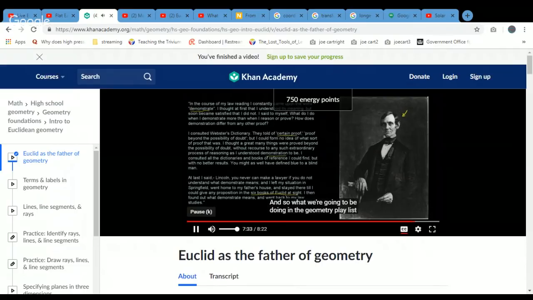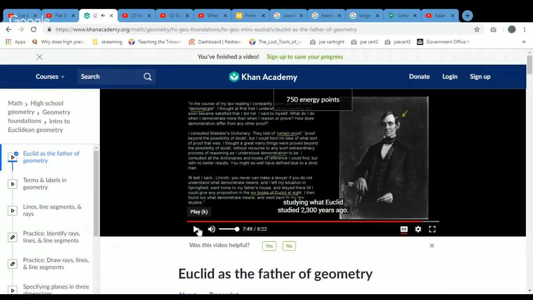And so what we're going to be doing in the geometry playlist is essentially that. We're going to think about how we really tightly, rigorously prove things. We're essentially going to be, in a slightly more modern form, studying what Euclid studied 2,300 years ago. And that's certainly no bendy water, you know?